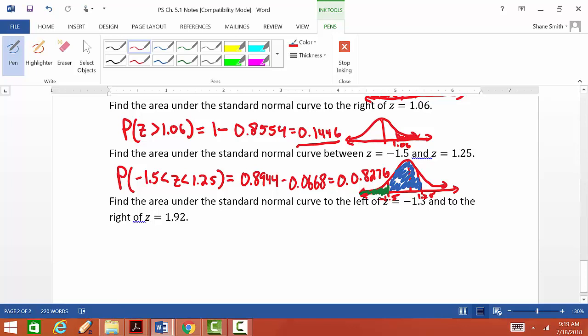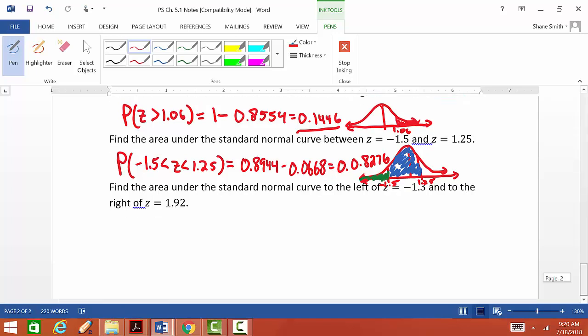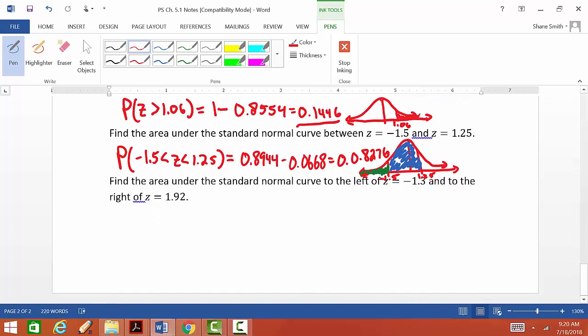All right. So that's how you find the area in between two values. Okay. Now, the last one is on either side. So when we want to find the area to the left, so we want to find the probability that z is less than negative 1.3, and we have to add the area to the right, z is greater than 1.92.